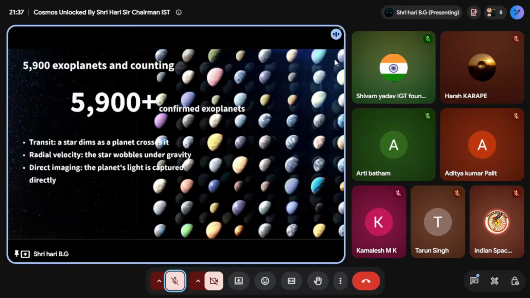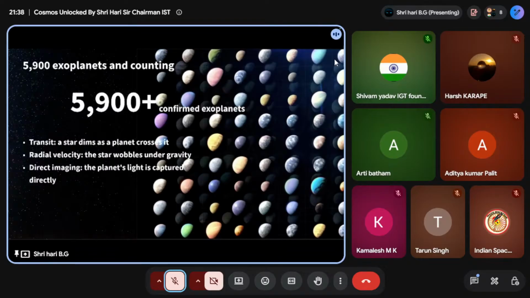So like that we determine the planets in our universe, and still now they are detecting exoplanets. NASA is working on it and detecting planets also. And the second one is radial velocity, how we see the planets from the radial velocity. The star wobbles under the gravity, and like that we detect the planets from the gravity itself. That is called radial velocity.